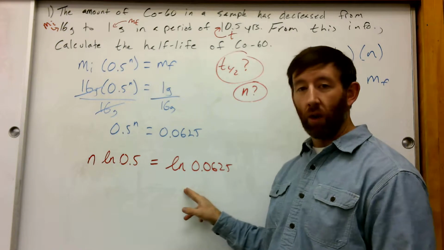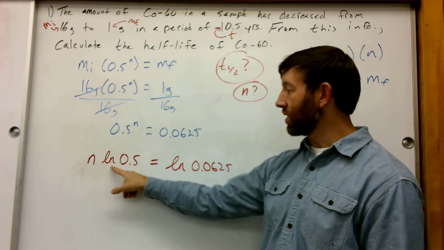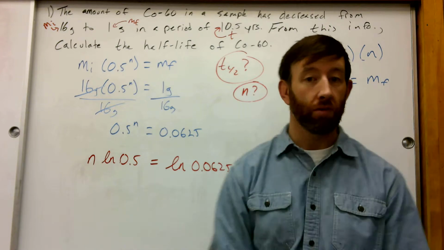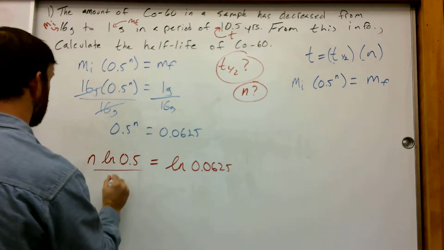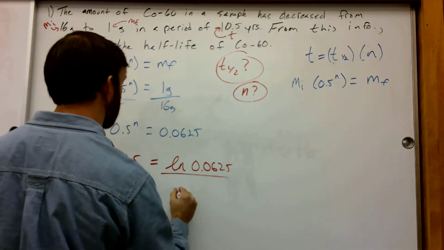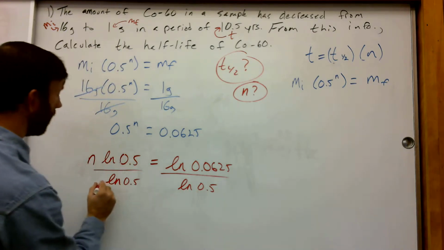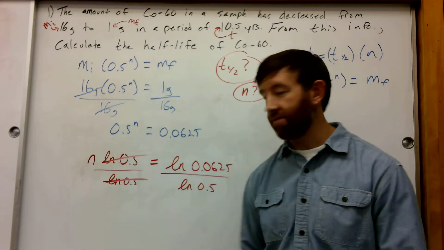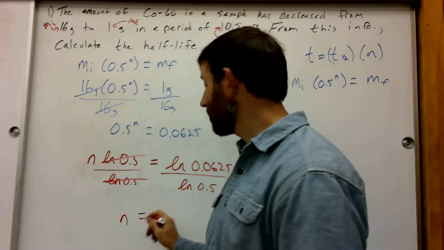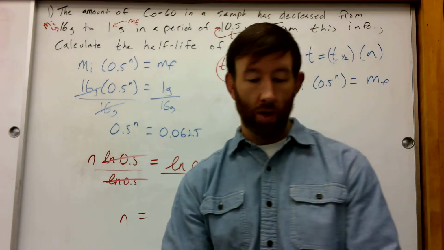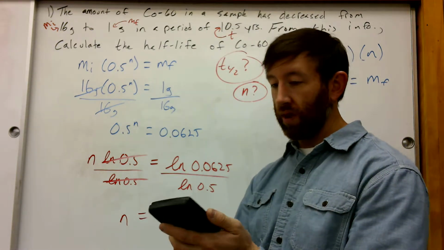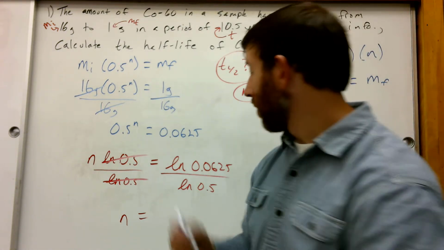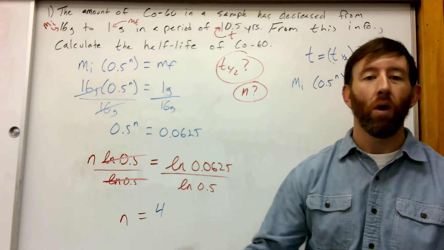Anyways, so I'm at this point. Now, n is my unknown variable. What I can do is treat my natural log of 0.5 like I did the 16 over here. I'm going to divide both sides by the natural log of 0.5. That cancels out, and I'm left with n on that side. So now I just push some buttons on my calculator and I will get my value for n. Turn on my calculator, I'm going to hit ln 0.0625, enter, divided by ln 0.5, and I get 4. N equals 4.